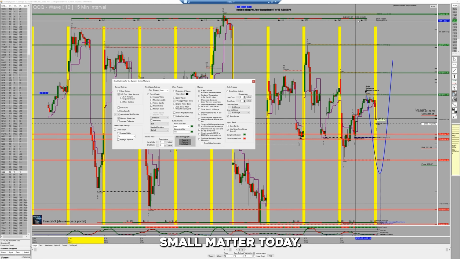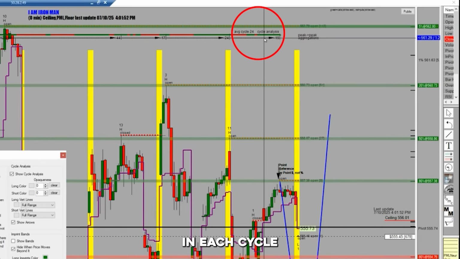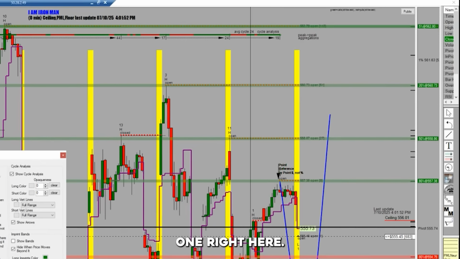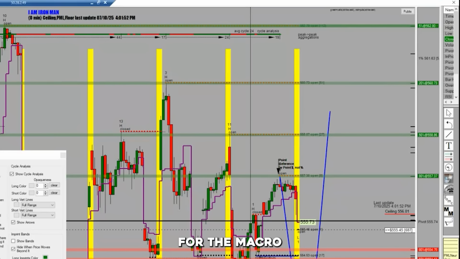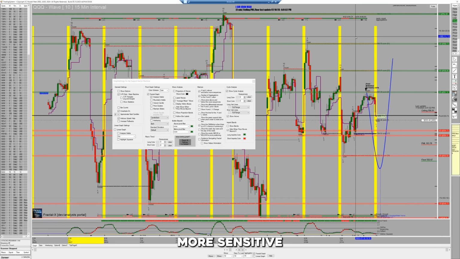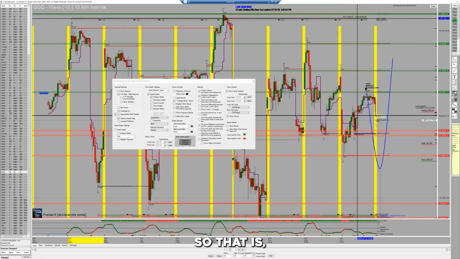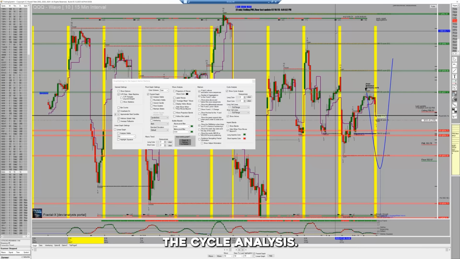And then you see this small macro trend right here, the green and the red. In each cycle, this too gives you a separate macro trend along with the main one right here. But the cycle for the macro trend is different from the cycle for this one. The cycle analysis is more sensitive to the price action. Okay, so that is all about the cycle analysis.